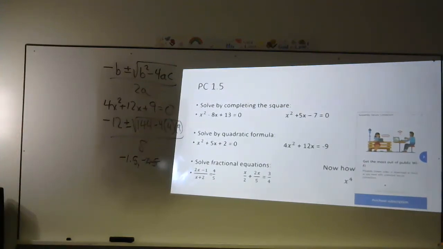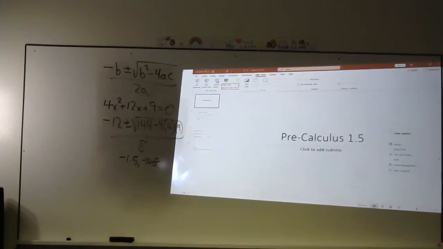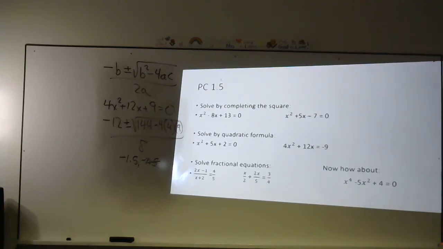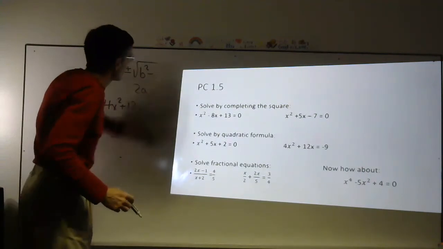Okay, so now that was not friendly. Why did it do that? Okay, so how about fractional equations? Solving fractional equations.